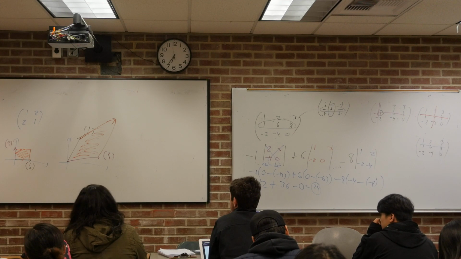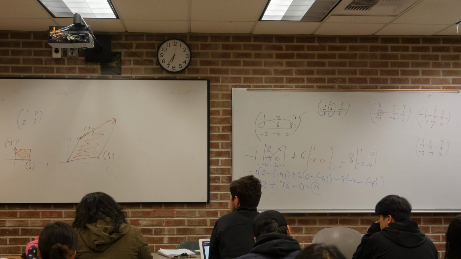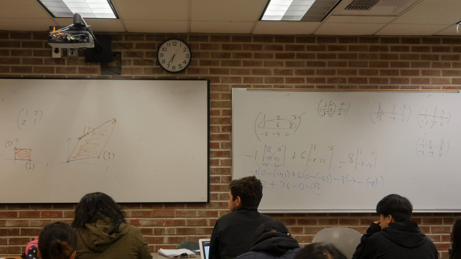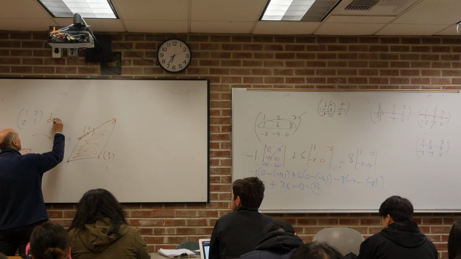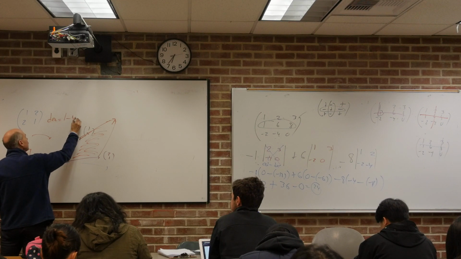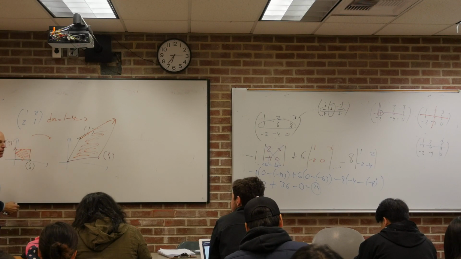And there's a complicated geometry way to get the area of that parallelogram. What do I know about determinants? It's the area. Area expansion factor. So the determinant is 1 minus 4, which is negative 3.